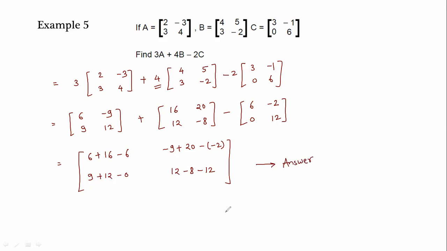So 6 and 6, it will get cancelled out. It will be 16. This 12 and 12, it will get cancelled out. This element will be minus 8. This will be 21. And 20 plus 2, 22. 22 minus 9. It will be 11.